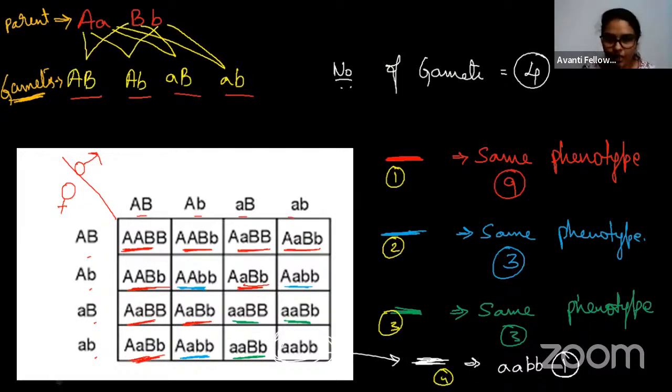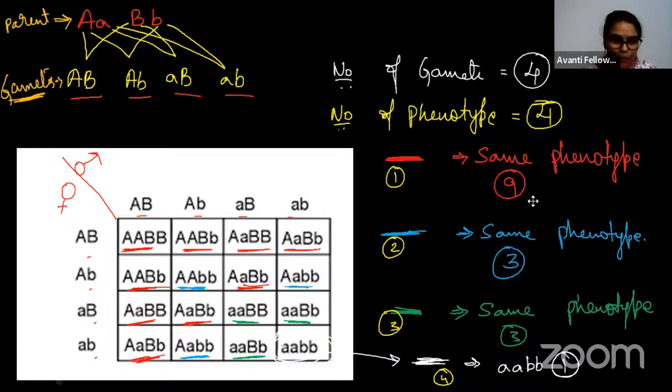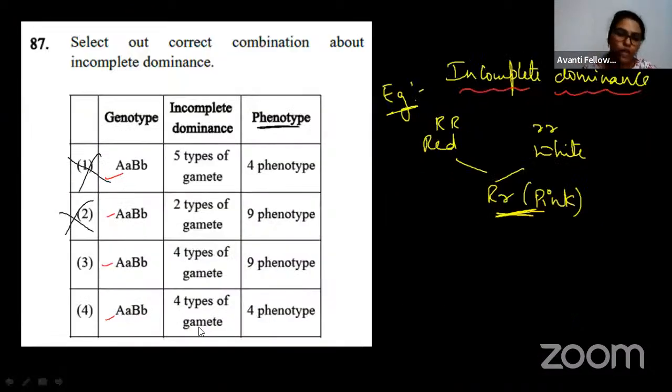I will write here number of phenotype is again 4. ठीक है, तो एक ही phenotype के डिफरेंट डिफरेंट जीनोटाइप है बेटा. बट phenotype is same. ठीक है, कितने phenotype है? 4.